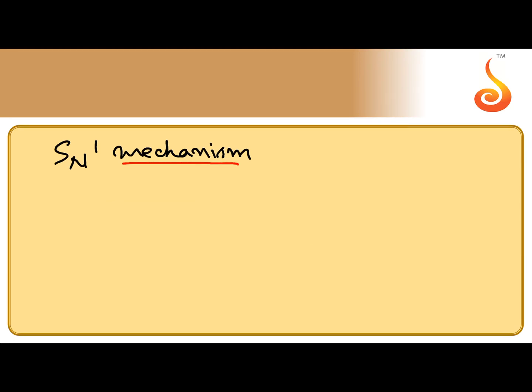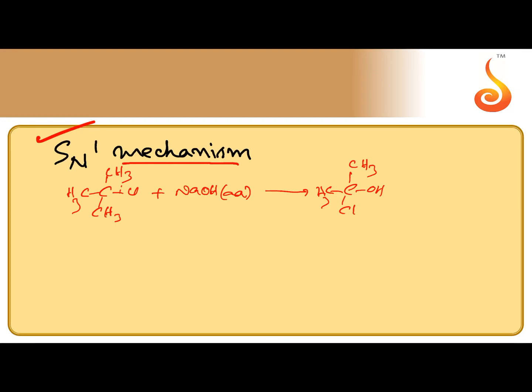SN1 reaction, this is unimolecular substitution reaction. Example, hydrolysis of tertiary butyl chloride. So the definition or meaning of this one: unimolecular nucleophilic substitution reaction is called SN1 or SN1 mechanism. When this is subjected to hydrolysis with A equals NaOH, Cl minus is substituted by OH minus. Then we can get tertiary butyl alcohol.